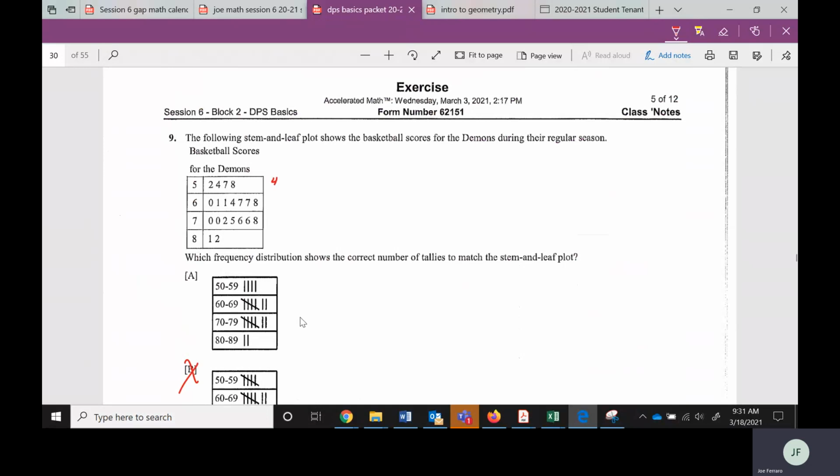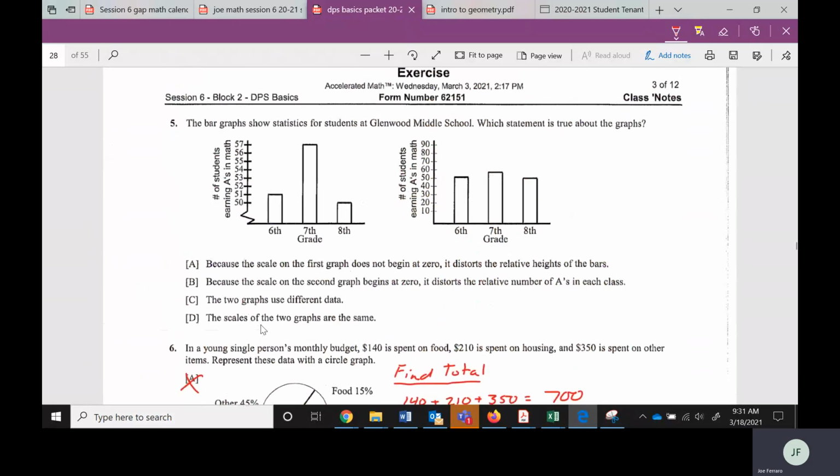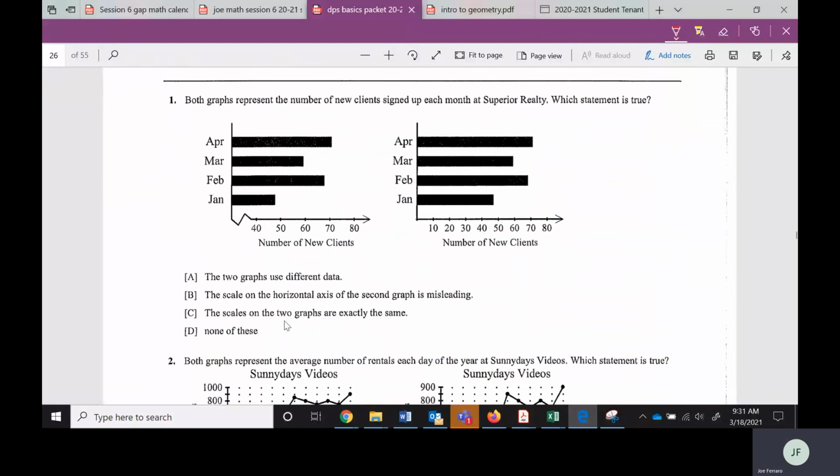All right, I'm going to skip to misleading graphs now, and we're going to finish with box and whisker plots. So these should go a little faster. I'm going to go to problem number 1. Misleading graphs just means there's different ways that you can set up a graph, and it's not necessarily wrong, but it just makes it look different to make it show what you want it to show.